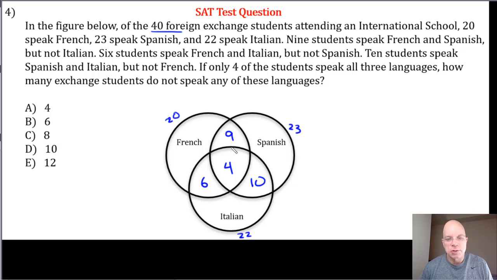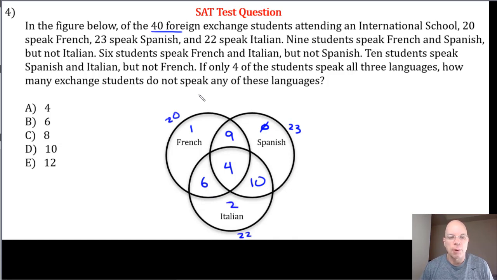If 20 students speak French, and so far I've accounted for 10 plus 9, or 19 of them, there must be only 1 student that speaks French only. 23 students speak Spanish, and 10 plus 4 plus 9 is 23. So all of those 23 students who speak Spanish must speak at least one other language, so there are none of them that speak Spanish only. I wouldn't leave this section blank. I would still put the 0 in that section just so that I know I've already accounted for that section. These students speaking Italian add up to 22 students total, so there must be 2 that speak Italian only.